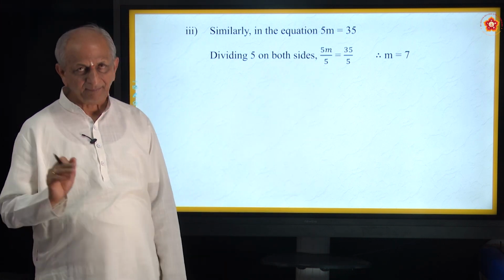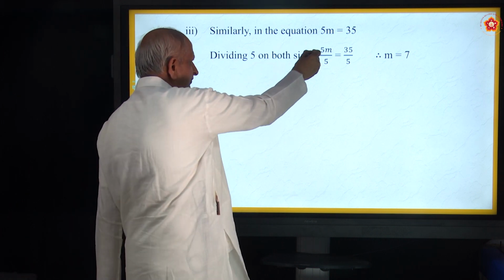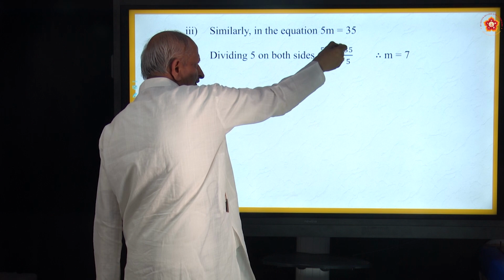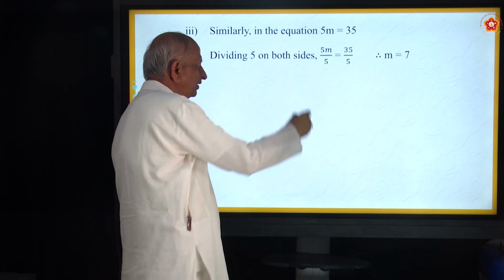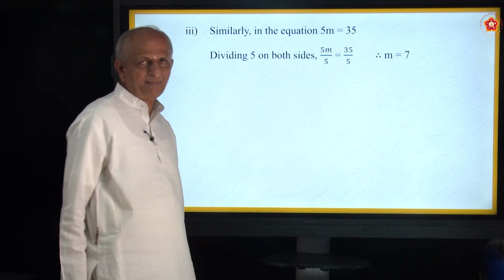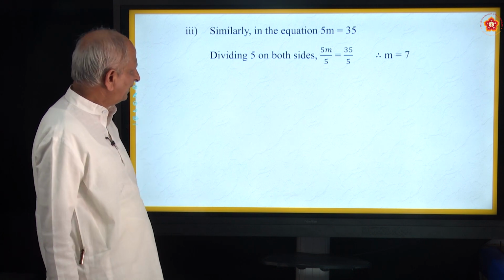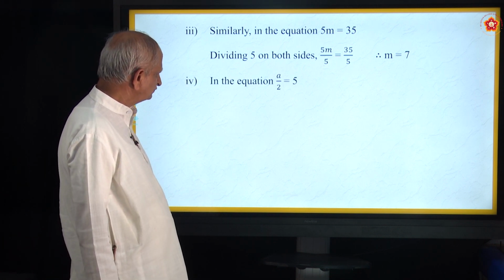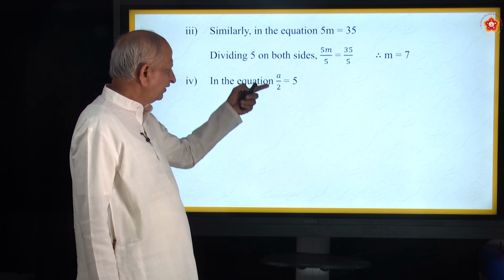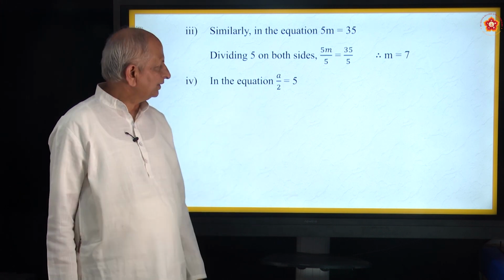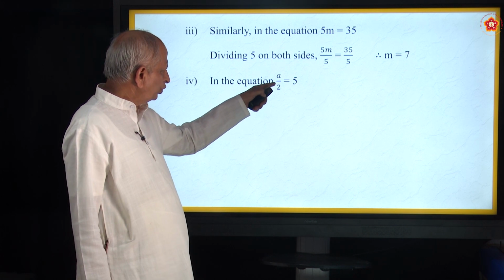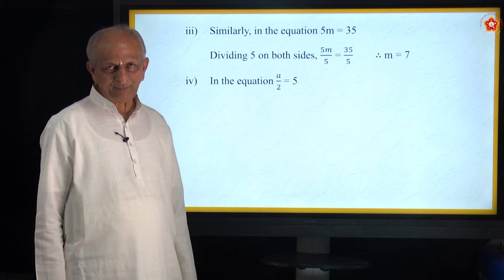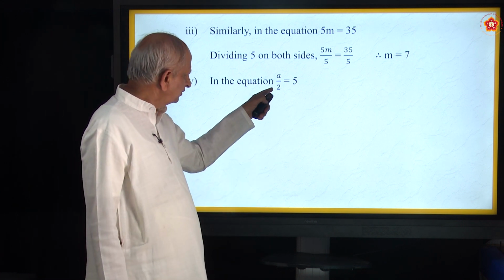How to get rid of m? 5m divided by 5 is equal to 35 by 5. 35 by 5 is 7, and 5 cancels, m becomes 7. For the value of m equal to 7, the equation holds good. Okay, now think of another equation. Here a is divided by 2.